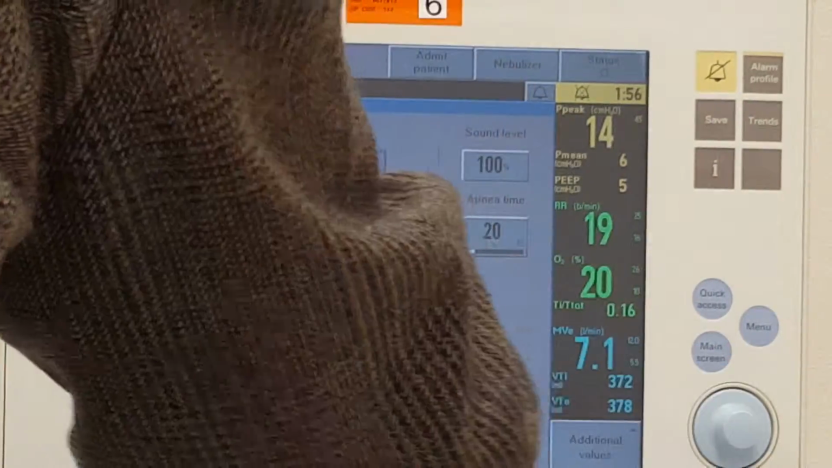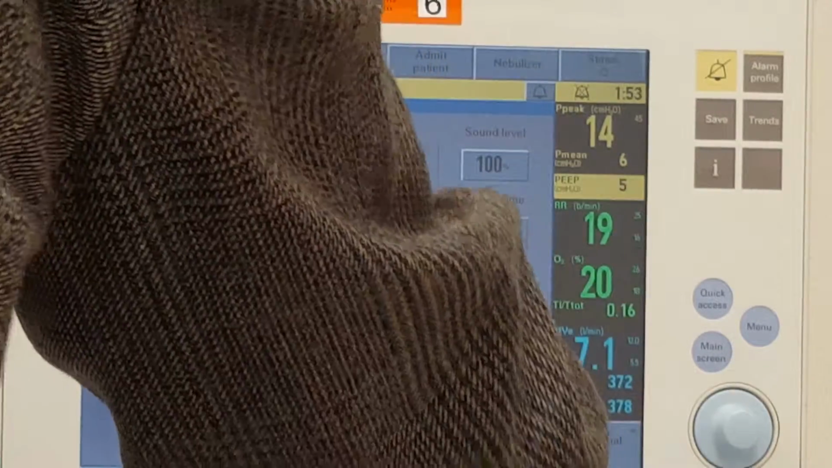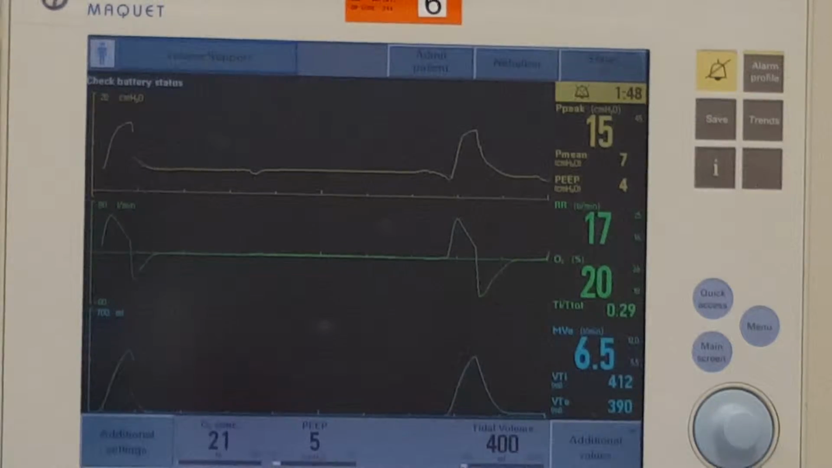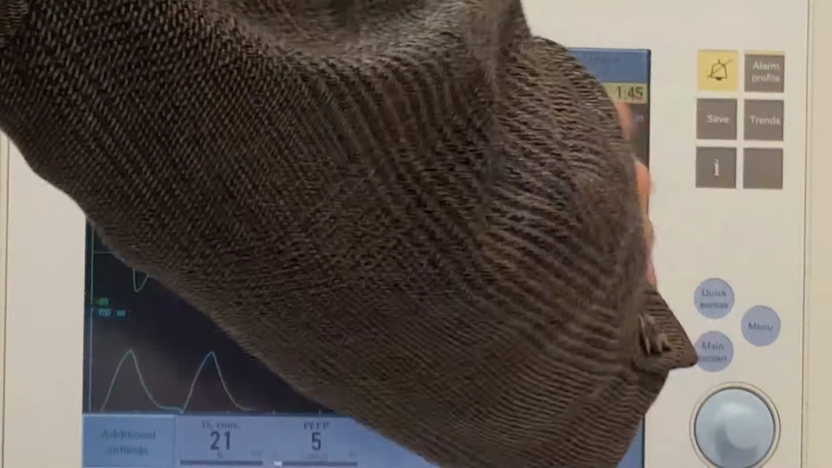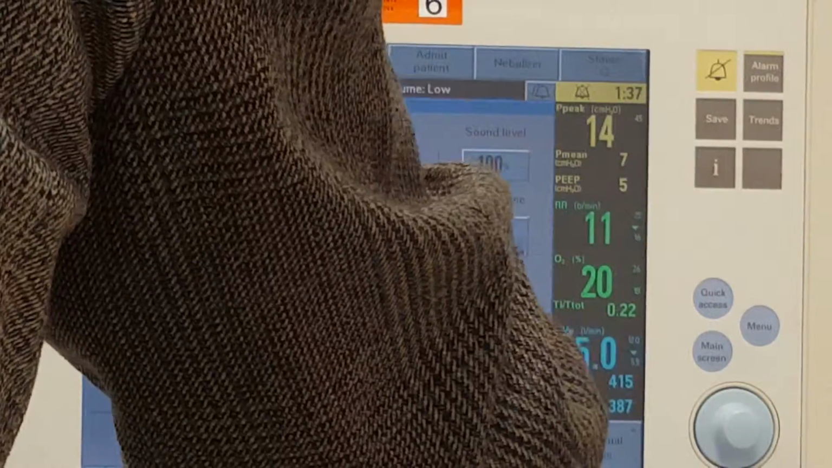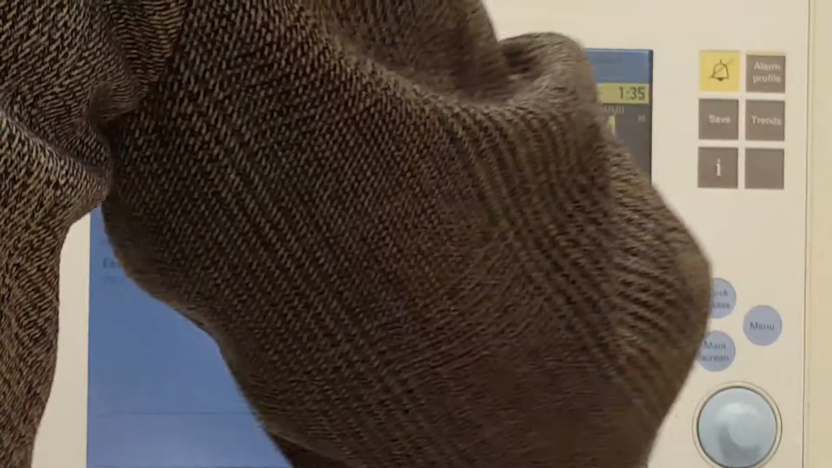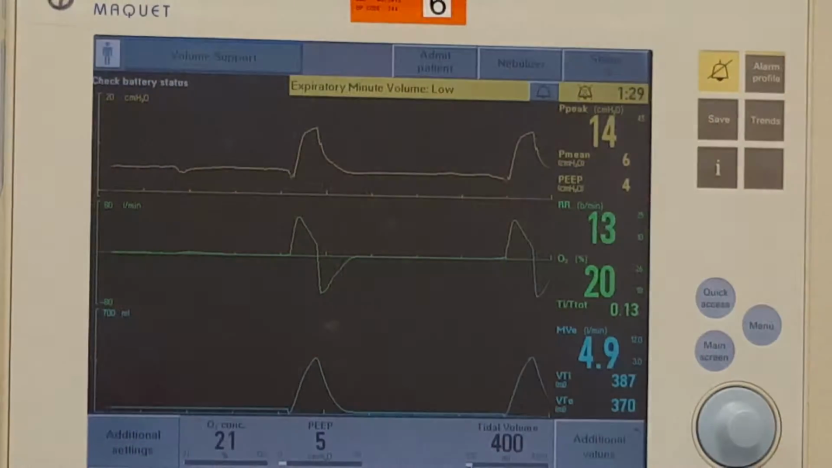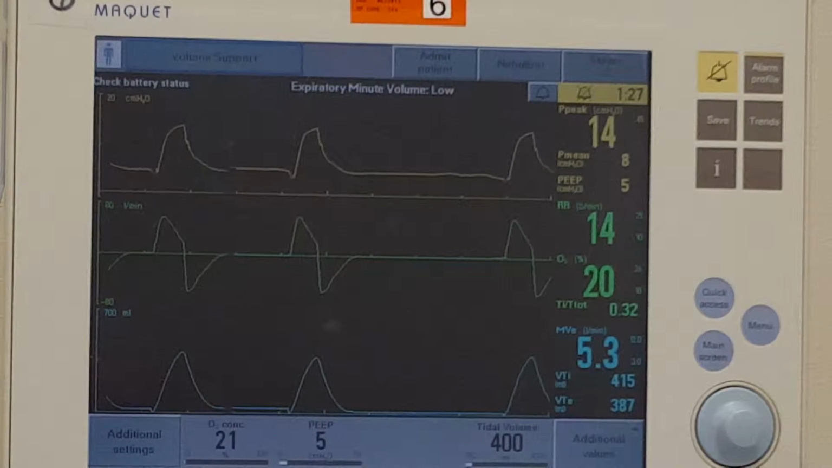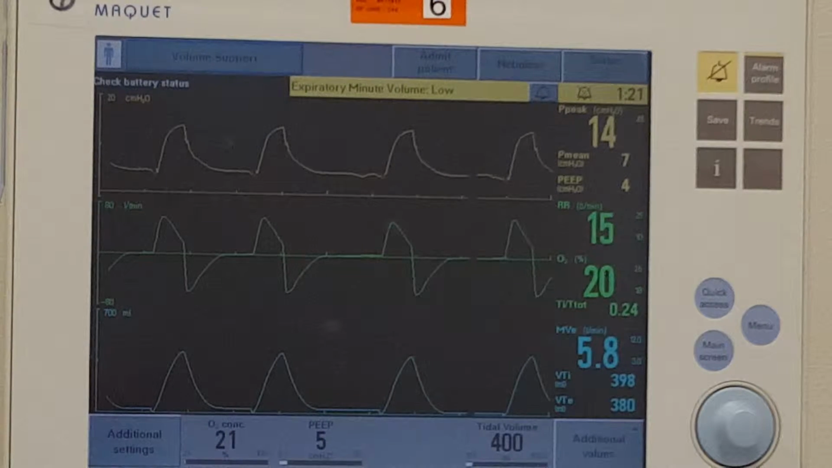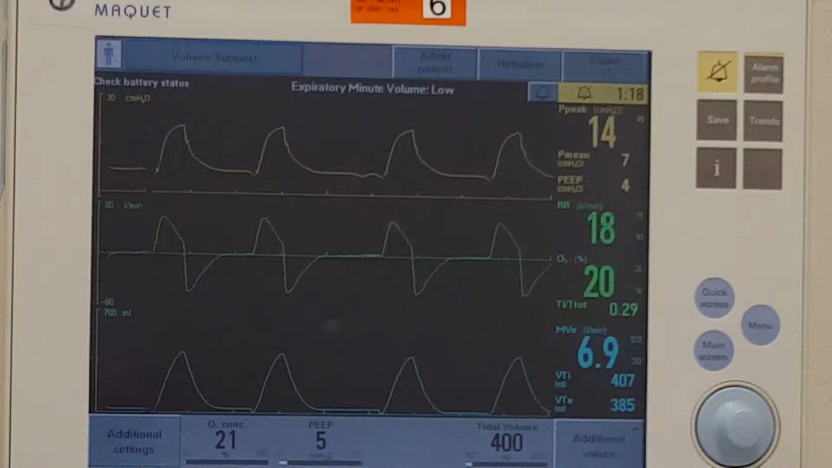Just our PEEP alarm, so it's not alarming on us. Our high respiratory rate, our low respiratory rate is also going to ring, because we have that set to 16. So let's put it down to 10. All right. We are at 15. I'm going to try and keep it there. It's hard to do.